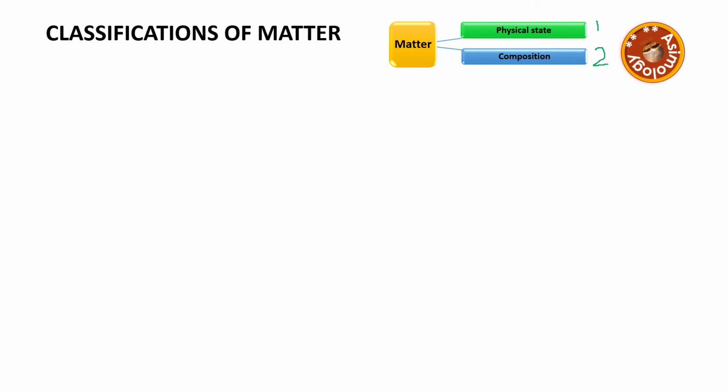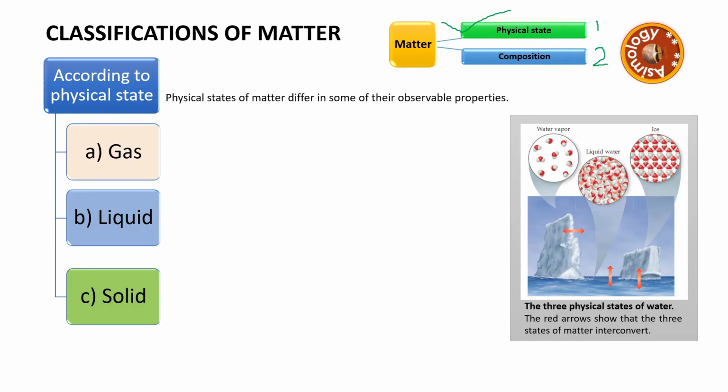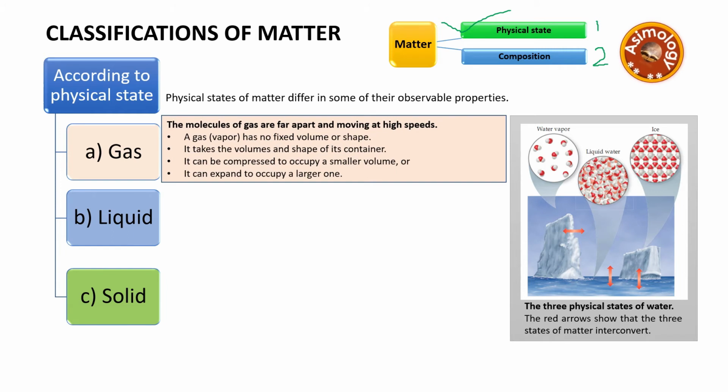Classification of matter. Matter can be classified based on physical state and composition. According to the physical state, matter can be categorized into gas, liquid, and solid. Physical states of matter differ in some of their observable properties. First, gas. The molecules of gas are far apart and moving at high speeds.